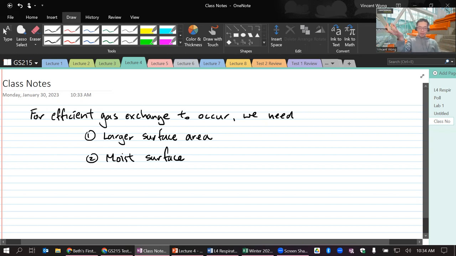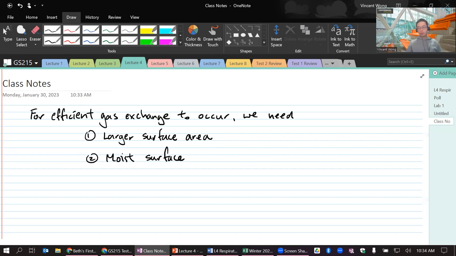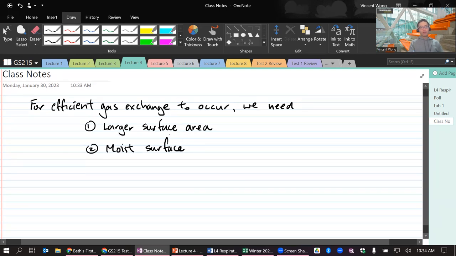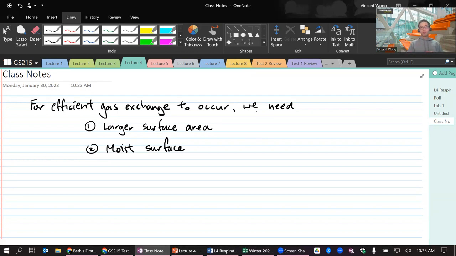The more surface area you have, the more available space that the oxygen can cross, and you can exchange faster that way. And the oxygen needs to dissolve in water first before it can go into your blood. That's why we need to have a moist surface. So how do you pack a lot of area in a small space, such as the lung? Well, it turns out a sphere, like a ball, is the best shape that has the highest surface area to volume ratio. That means it is the shape that takes up the least space while providing the most surface area.